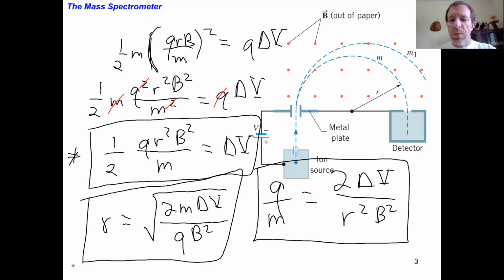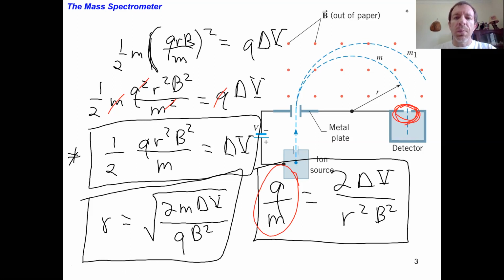Figure out where that charged particle hits the wall, basically right there. That would give us the R, the radius of the pathway, and based on that information, we could solve for Q divided by M, and then consult maybe a bunch of tables of charge to mass ratios to figure out what our particle likely is.